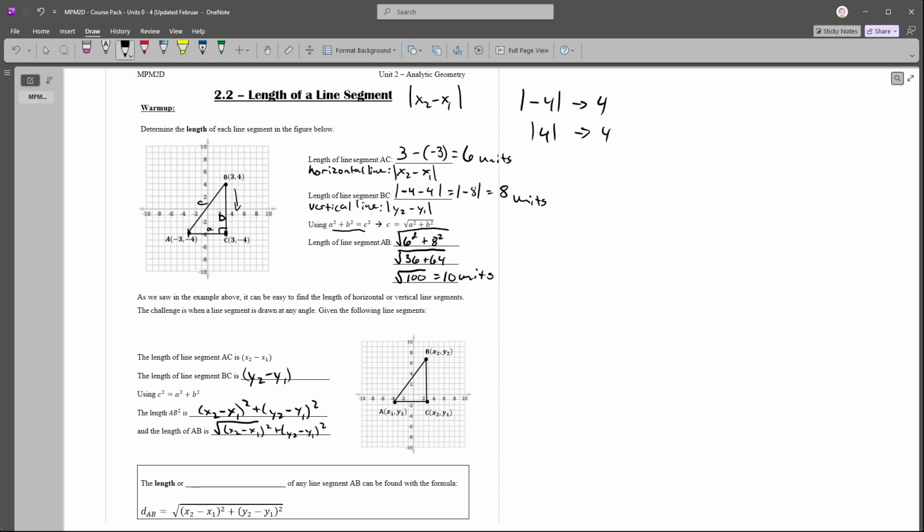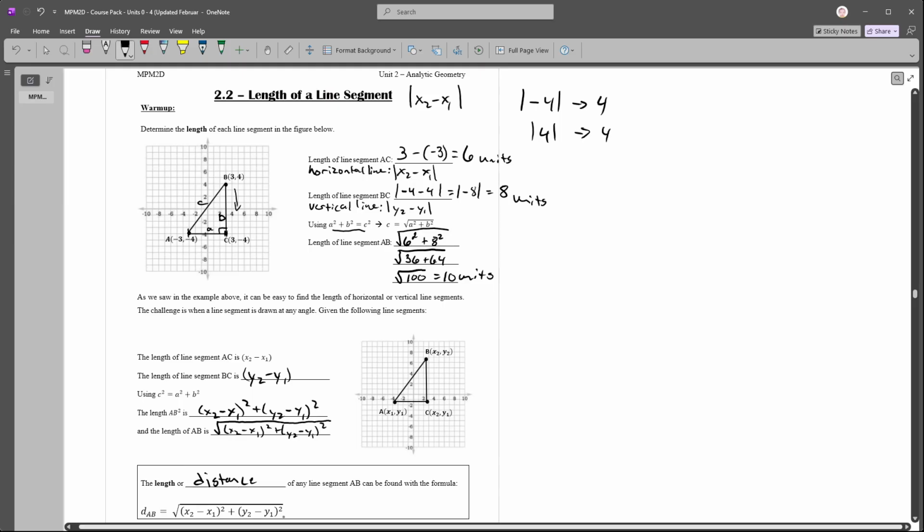Now because we're squaring everything, getting a negative no longer matters, so we don't have to worry about the absolute value anymore. So the length, or sometimes we just say the distance, because remember what we're really calculating is the distance between 2 points. The length or distance of any line segment AB can be found with the formula D_AB is equal to the square root of x2 minus x1 squared plus y2 minus y1 squared. That's the key to this whole lesson. So let's try and apply it.